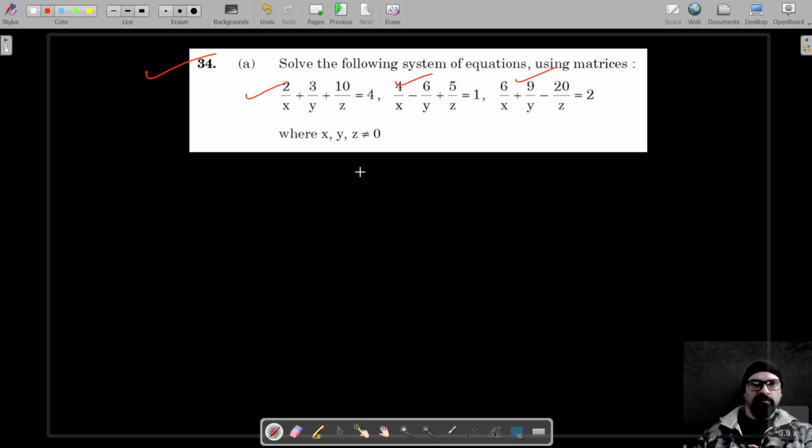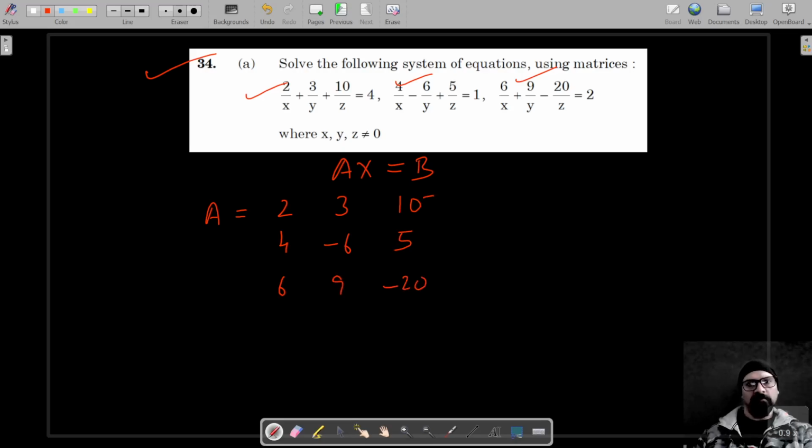This given system of equations is equivalent to the matrix form AX = B. So our A matrix has the elements: A = [2, 3, 10; 4, -6, 5; 6, 9, -20].